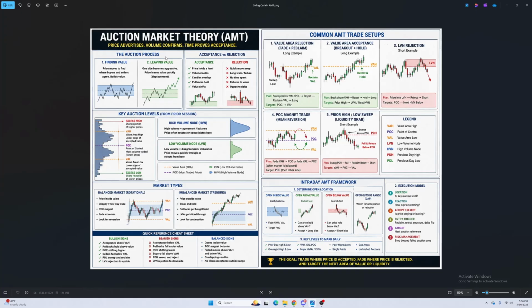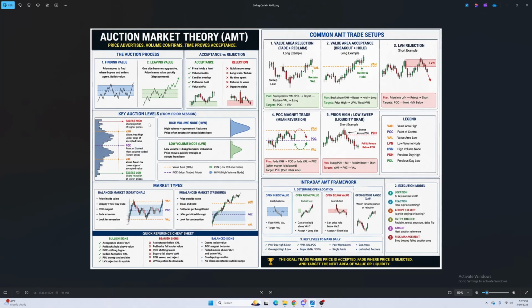So auction market theory is: price advertises, volume confirms, time proves acceptance, right? So the auction process, finding value, right? This is the chop in between the 70% area acceptance, right? Whenever it leaves the value area, one side becomes aggressive, price quickly displaces, right? Acceptance of the value area is going to be price holds above the level, volume builds, candles overlap, pullbacks hold. Rejection means quick move away, long wicks, no time spent. Pretty easy.